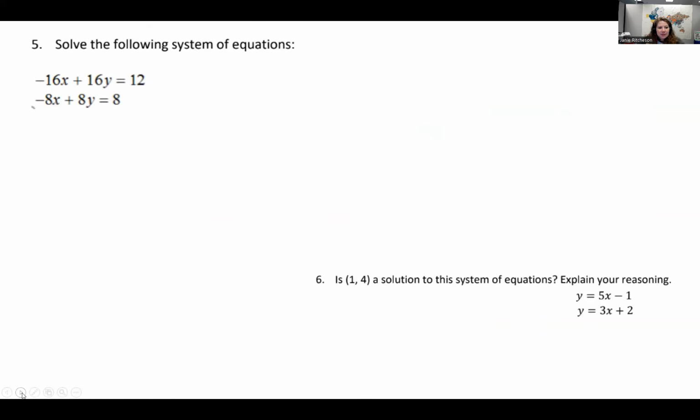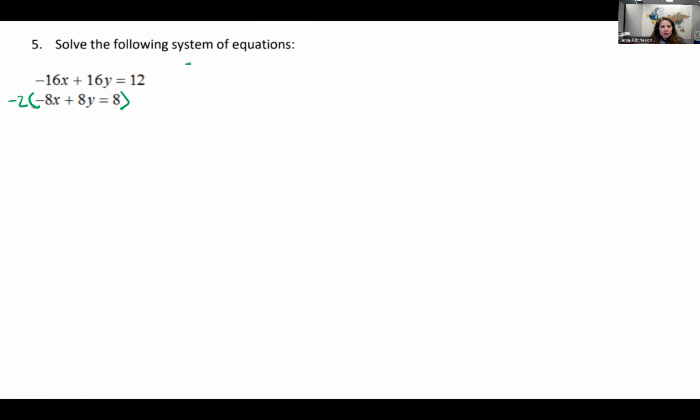Solve the following system of equations. I would use elimination the way it's written. So my x's do not have the same coefficient, but 8 is a factor of 16. So I want this one to equal positive 16, which means I'm going to multiply everything in the bottom equation by negative 2. So I'm going to rewrite the first one.